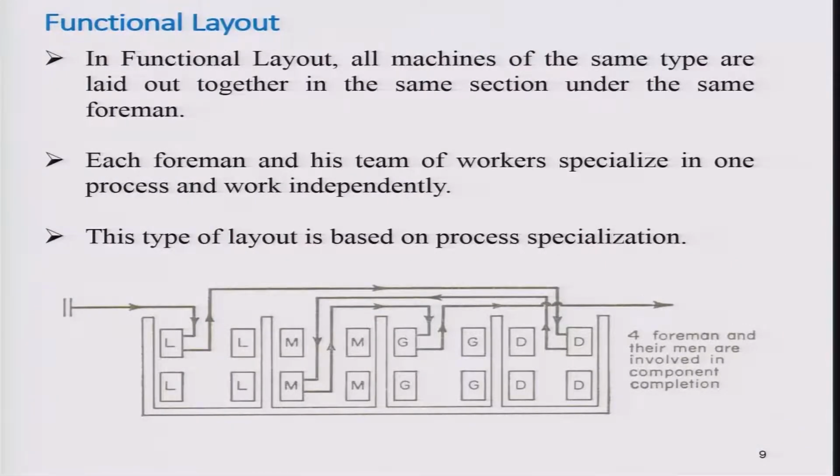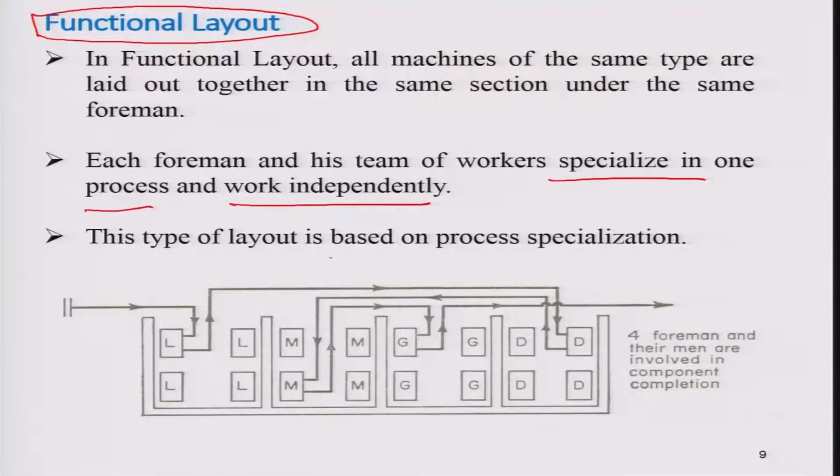The second type of layout is the functional layout. In functional layout, all machines of the same type are laid out together in the same section under the same foreman, and each foreman and his team of workers specialize in one process and work independently. So this type of layout is based on process specialization.